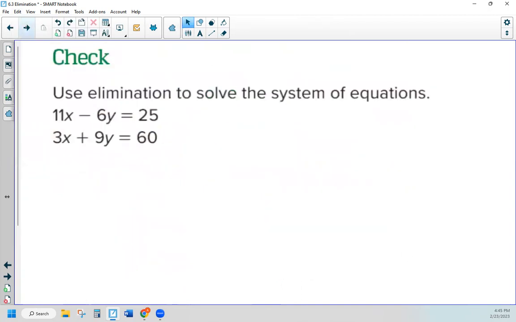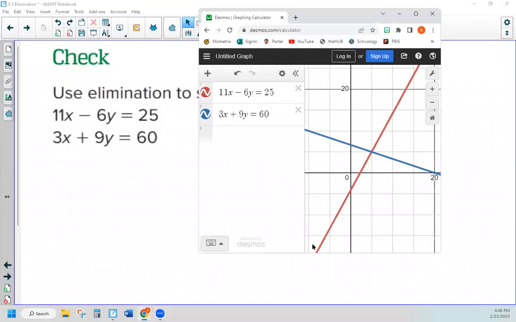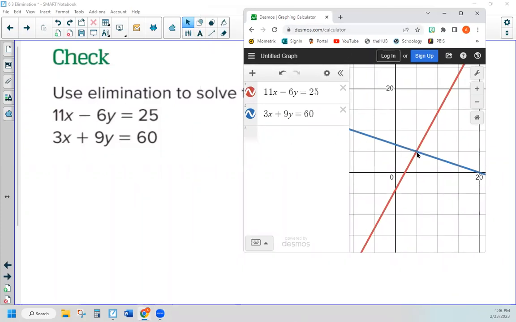All right. If you didn't know already, now you know. Go ahead and pause this right now. Try it on your own and check your work. All right. Well, check your work is a silly way to put it because the answer to what we got here, let me just make sure I answered it correctly. 11x minus 6y equals 25, and then 3x plus 9y equals 60.